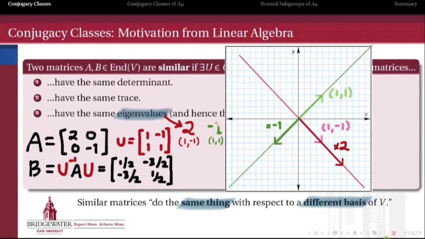So this is the motivation coming from linear algebra for why we might care about conjugacy classes in group theory. Because what conjugacy classes are going to do for us is give us a way to group together elements in a group, which in general need not be a group of matrices, but it could be, elements in a group which have a lot of the same behaviors. So let's take a look in our next video at what that looks like by looking at conjugacy classes in the more general setting of groups.